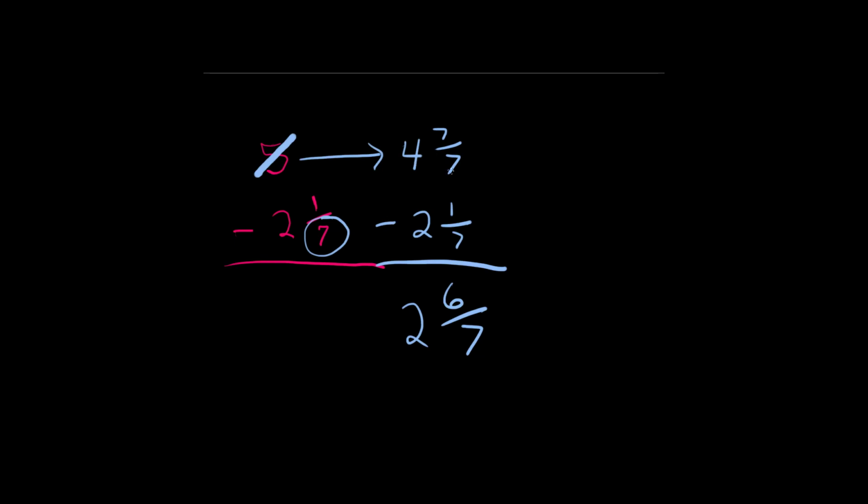So 4 and 7/7 is the same as 5. But I needed to be able to subtract 7 minus 1, and I needed to be able to subtract 4 from 2. So this is just another way of borrowing, or rewriting a number, in order to do subtraction of mixed numbers or mixed numbers and wholes.